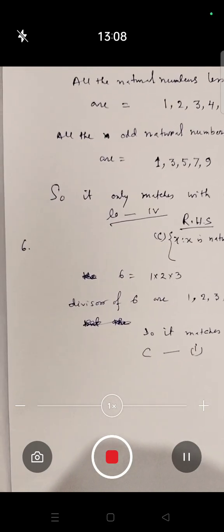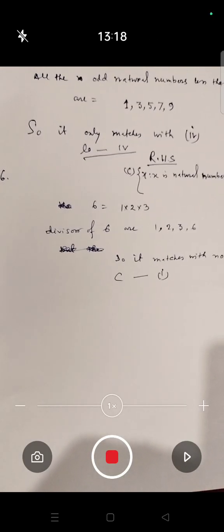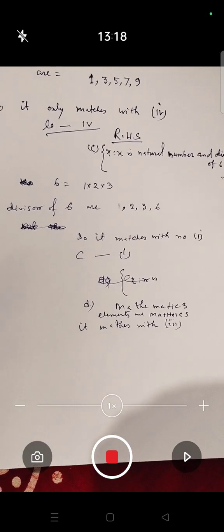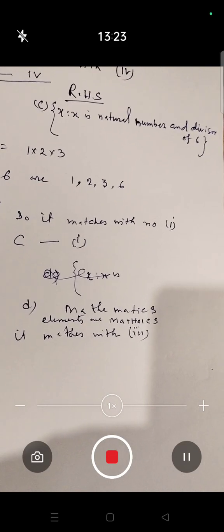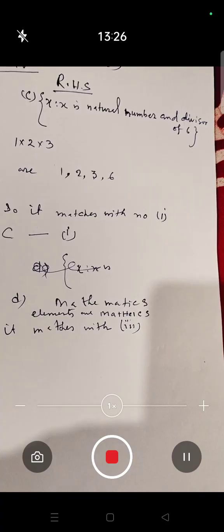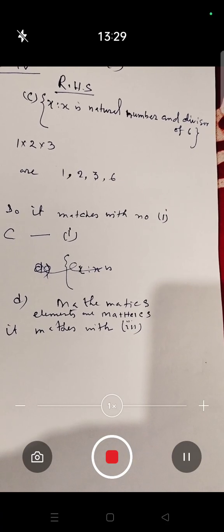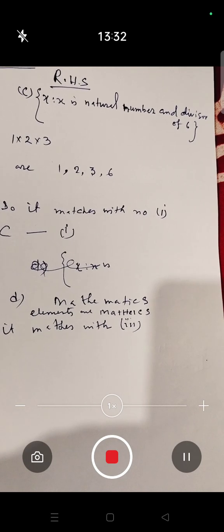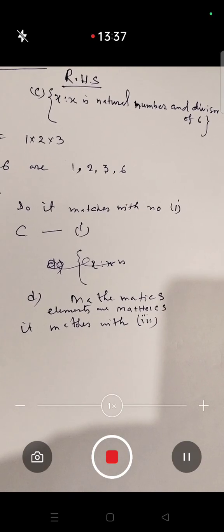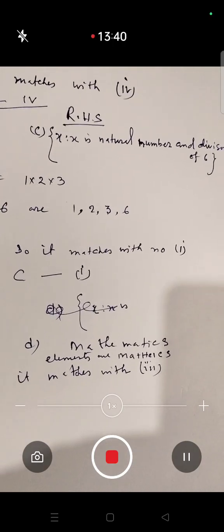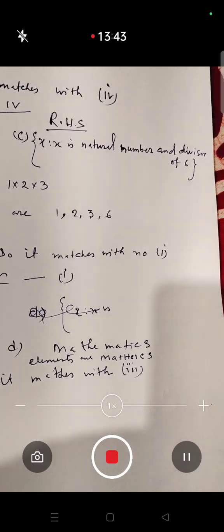And now next, D. Mathematics: the elements are M, A, T, H, E, I, C, S. No repeated letters. And it matches with 3. Okay. So 3 matches with D.